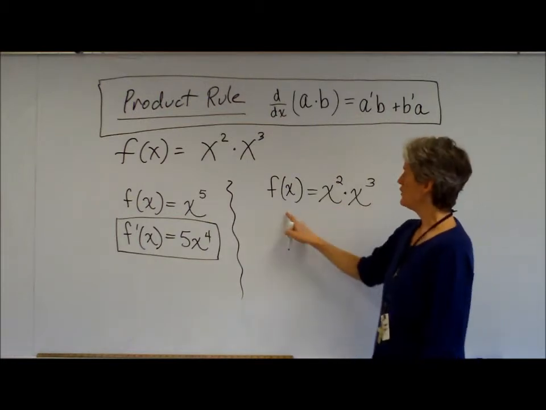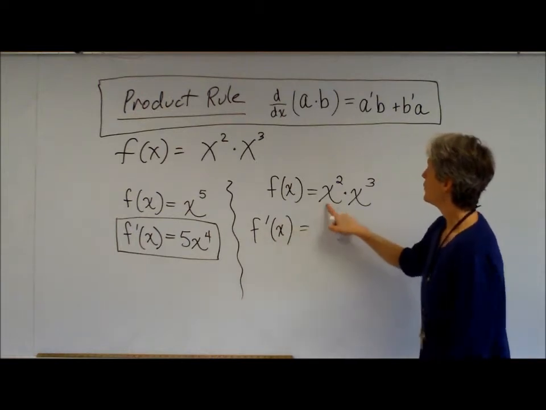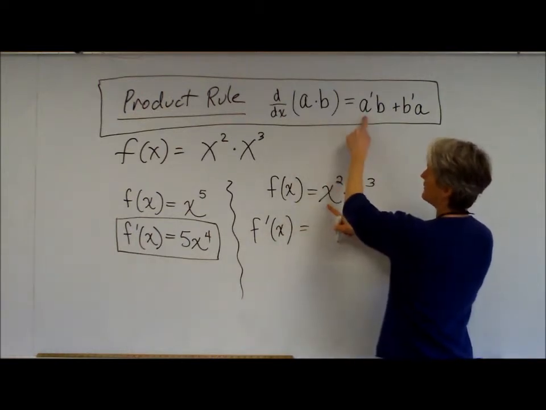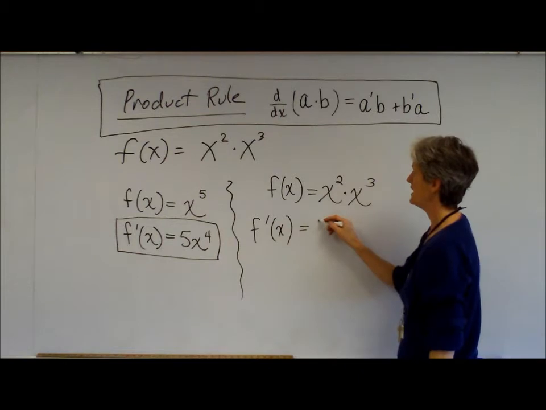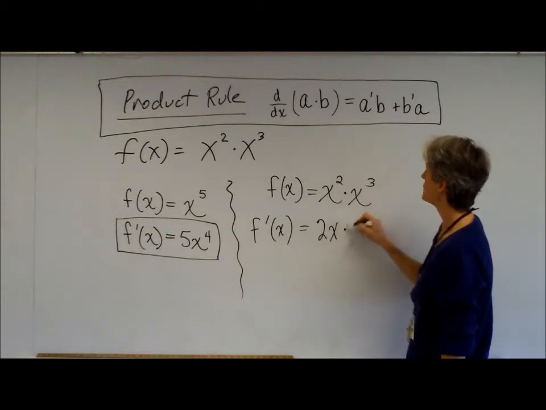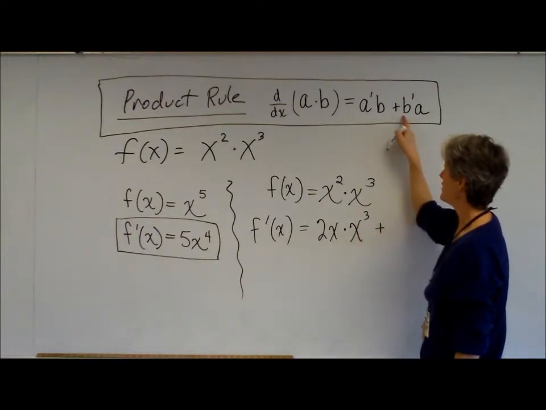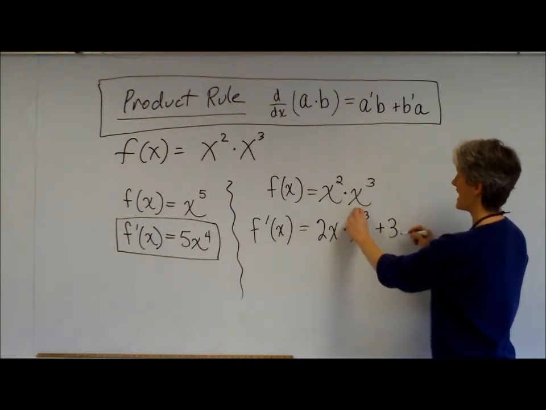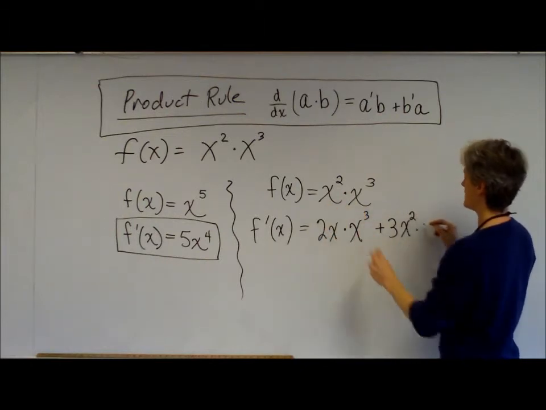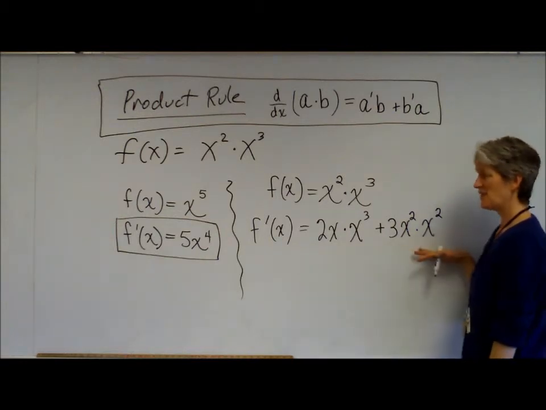Let's try it here. I want to take the derivative of f of x. I'm going to take the derivative of the first part of my function. So the derivative of x squared is 2x times the second part of the function as it is, plus the derivative of the second part of the function, so the derivative of x cubed, which would be 3x squared, times the first part of the function as it is. So far, so good? And there's my derivative.